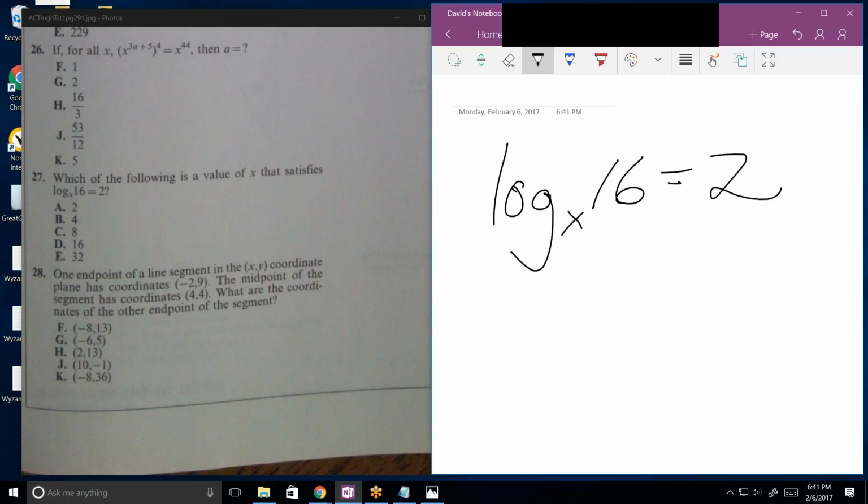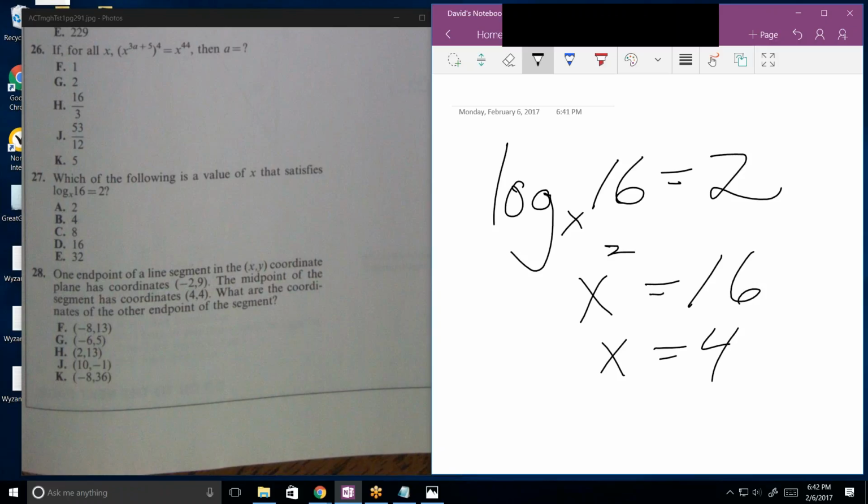Remember how we always figure out log problems: we turn them into an exponential expression. Equivalent exponential expression for this. 16. It'd be 2 to the second equals 4, 2 to the third equals 8, 2 to the fourth, so x equals 4. Well, it's x to the 2 equals 16. So you're right. 4.